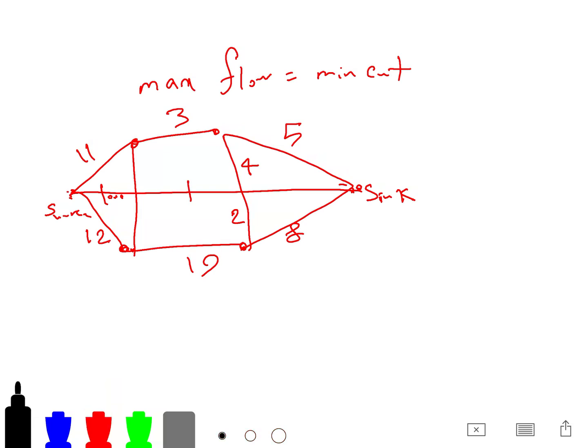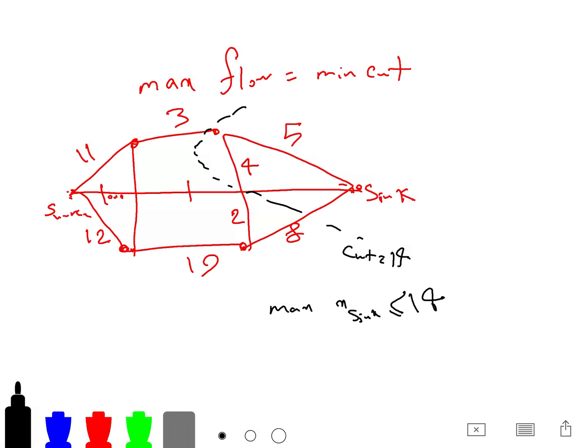And so you might say that, okay, a good cut could be like this, a cut of 14. And you know that the maximum flow is less than 14. So you see why max flow cannot be more than the min cut. So the capacity of a cut is the sum of the capacities crossing the cut. And that's the saddle point.